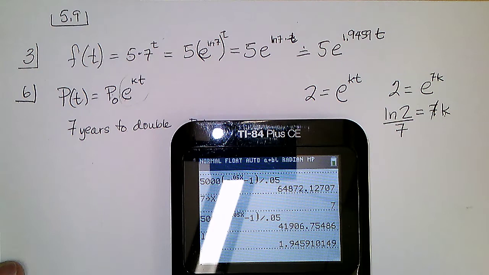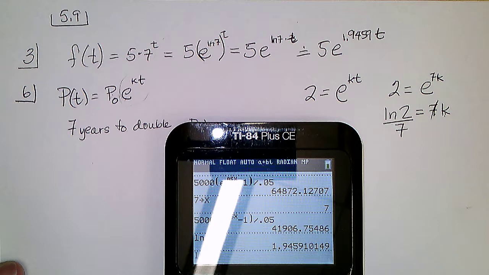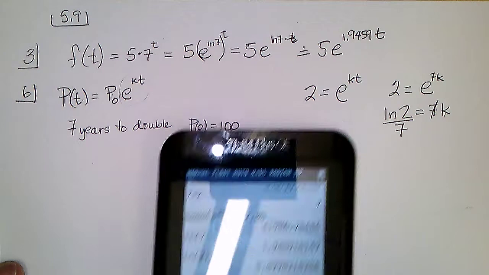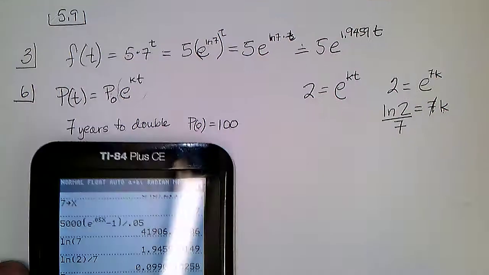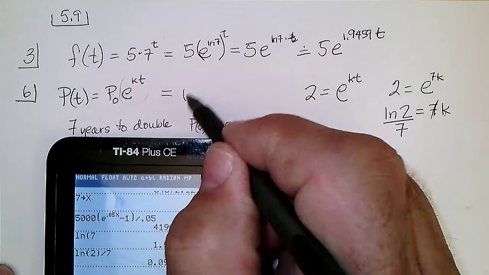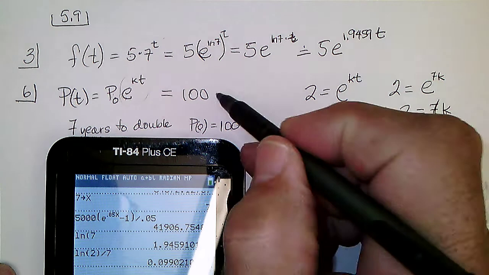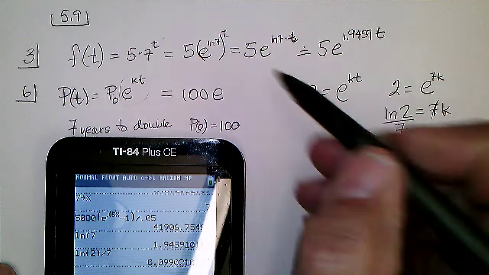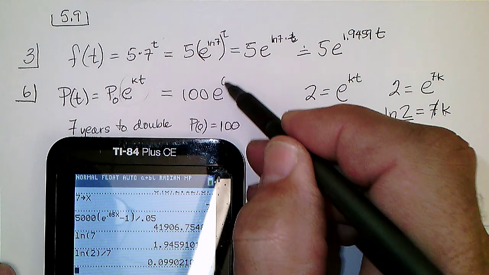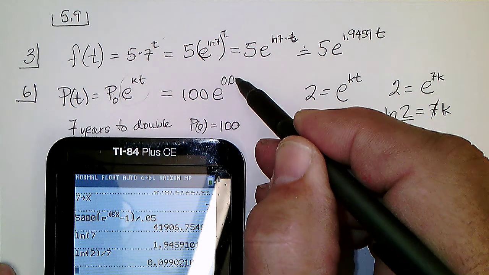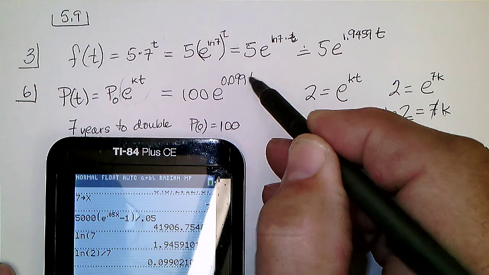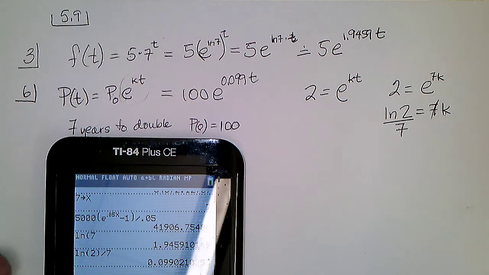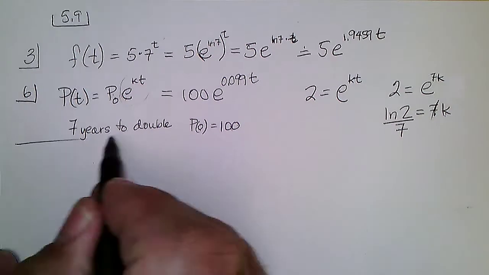And if I want a decimal value for ln 2 divided by 7, then the equation would be 100, because that's the initial amount, times e to the, I could put in ln 2 divided by 7, but I'm just going to write in 0.099t. So it's basically 0.1t. That's 6.